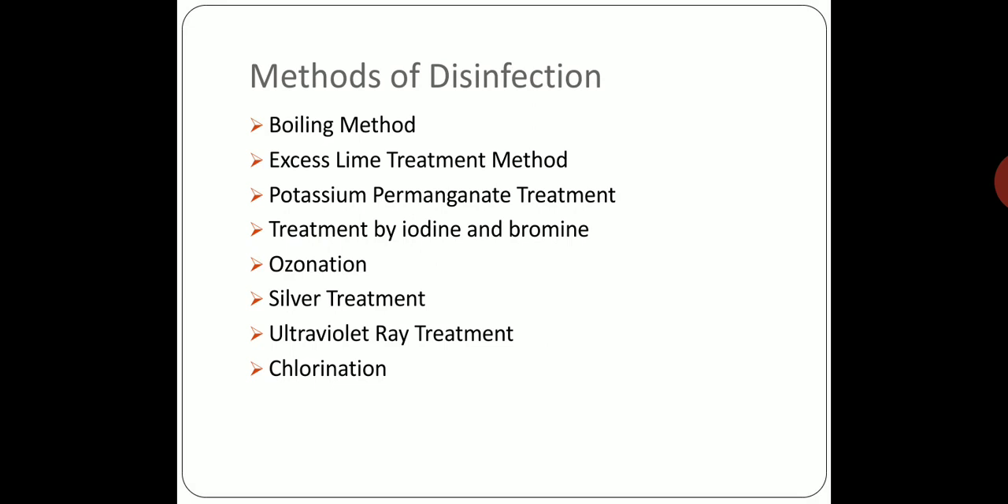The next is potassium permanganate treatment. You might have seen in villages this method is more used. This potassium permanganate is nothing but KMnO4. This KMnO4 is dissolved in a bucket of water, and the bucket of water is inserted into the well, and they cause turbulence to the water so that this KMnO4 is mixed properly with that well water, and they suggest that this water should not be used for 48 hours, that is 2 days.